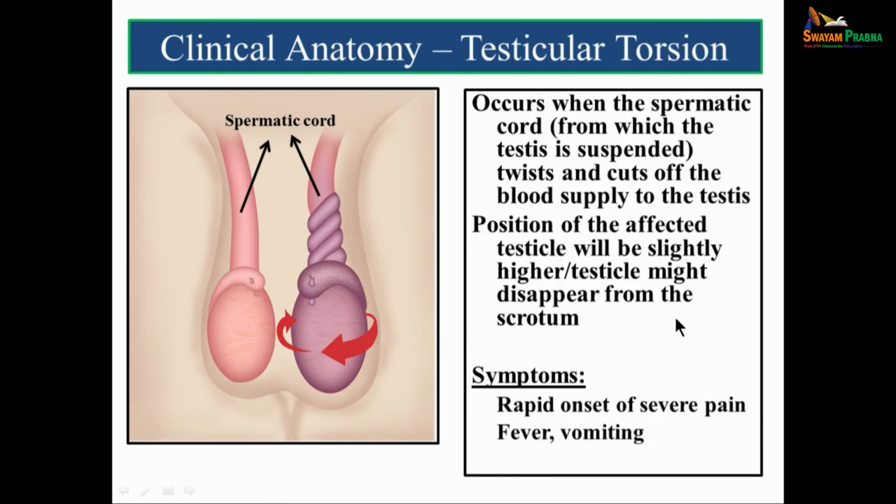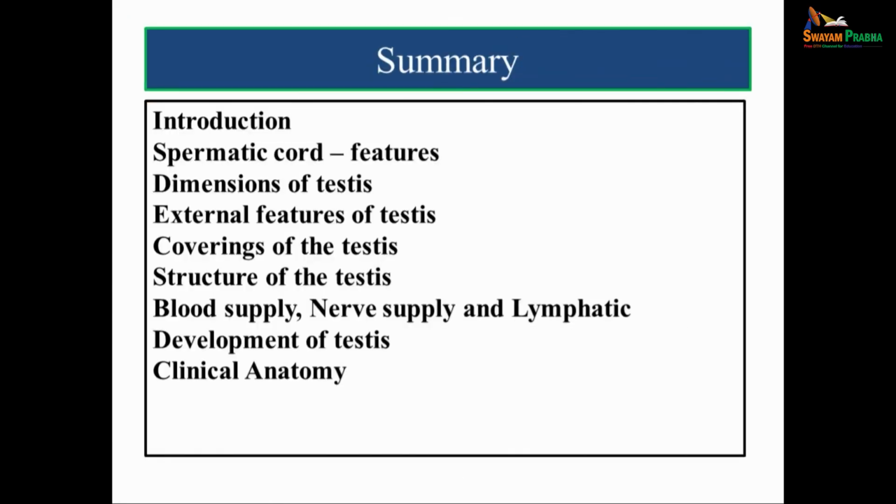Now we are near the end of the topic. In summary, what did we learn today? We had a brief introduction on the clinical aspects of the testis. Then we discussed the features of spermatic cord, its coverings, the dimensions of testis, the external features of testis, coverings, and the structure of the testis. Then we discussed the blood supply, nerve supply, and lymphatic drainage and its importance.